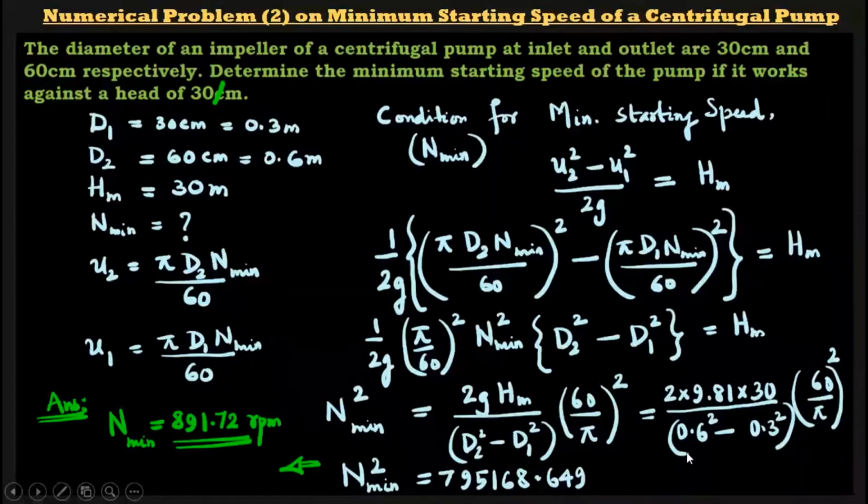Okay, so of course you can substitute the values given and you get n minimum square, that is 7,95,168.649. That is n minimum square. Take the square root of that, so you'll get n minimum as 891.72 rpm, the minimum starting speed to commence the discharge of the liquid at the delivery exit.